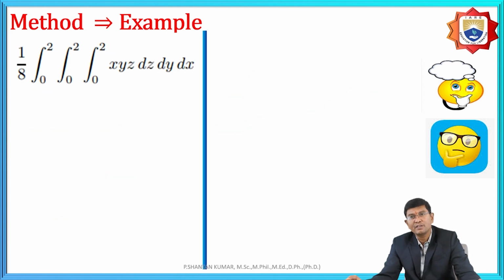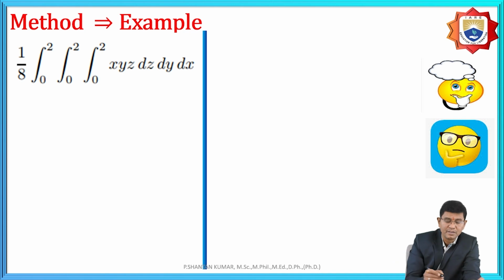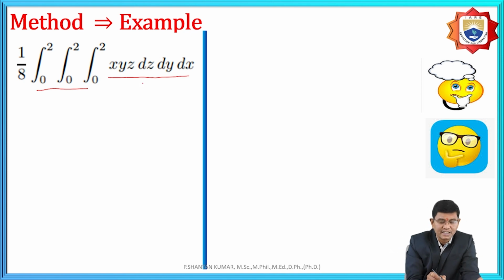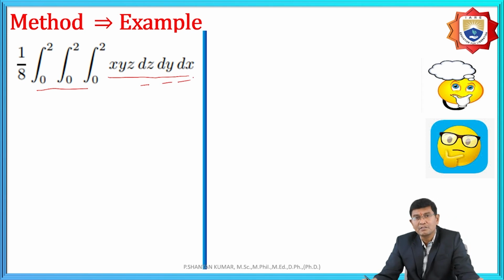Now, again, for example, the problem 1 by 8 times the triple integration from 0 to 2, 0 to 2, 0 to 2 of x y z dz dy dx. Observing here, the limits are all constants for the three variables under the three integrations. First, the inner part is dz, then dy, then dx. Now we need to integrate with respect to z first. The limits are 0 to 2.